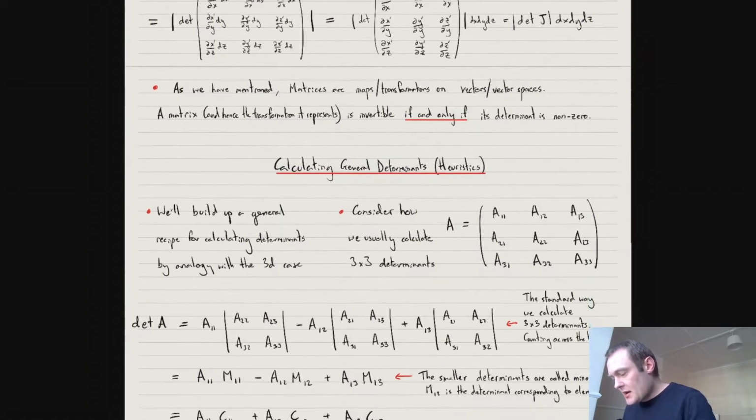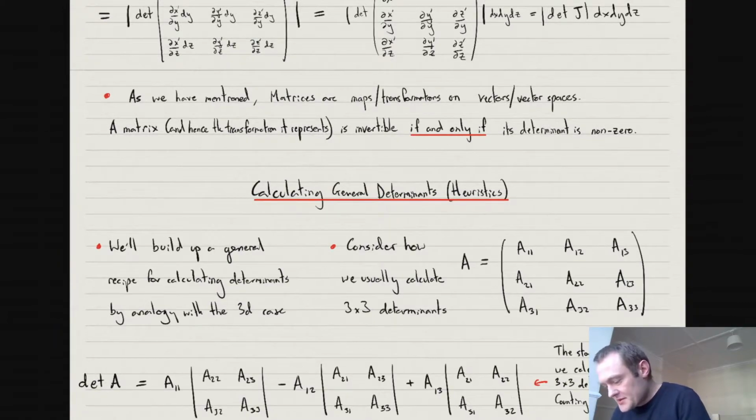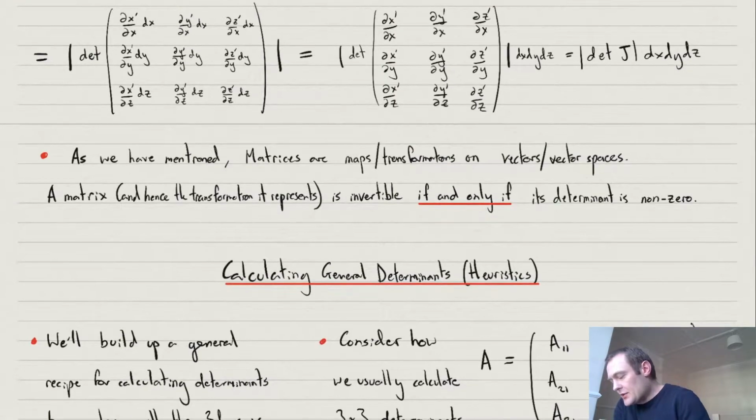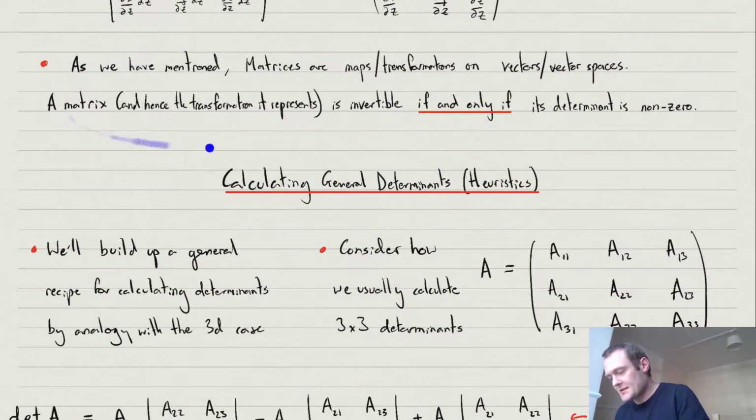Okay, so as we've mentioned, matrices are maps or transformations on vectors and vector spaces, and a matrix, and hence the transformation it represents, is invertible if and only if the determinant is non-zero. Now this is going to be very important for next week. Next week we'll be studying matrix inversion. We'll be inverting a matrix to find its inverse, and you can only do that if its determinant is non-zero. So this if and only if is an equivalence statement. It means that if it's invertible, its determinant is non-zero. If its determinant is non-zero, it's invertible. And also saying that one of these is false means the other one is false as well. So yes, this is going to be important for next week.